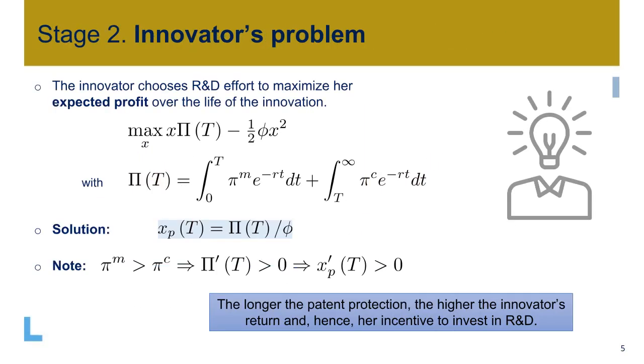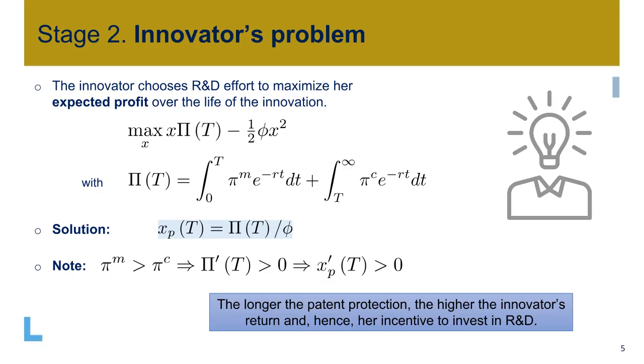Given a patent length t, the innovator chooses R&D effort x to maximize expected profit. With probability x, the innovation succeeds, and she earns the discounted stream of profits, capital Pi of t. With complementary probability, it fails, and she earns nothing but still pays the R&D cost. Solving this problem yields a profit-maximizing effort equal to Pi of t divided by phi, the parameter that determines the slope of the R&D cost function. The larger this parameter, the faster R&D costs increase with effort.